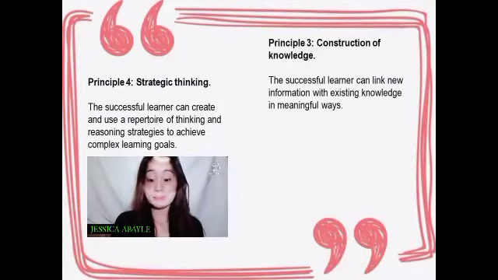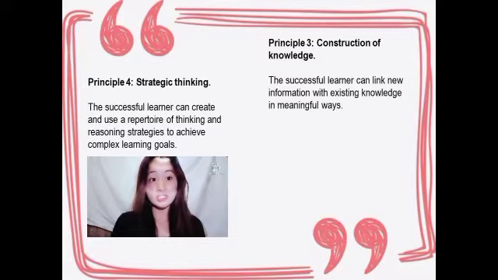So the third principle is construction of knowledge, where the successful learner can link new information with existing knowledge in meaningful ways. It is an active process that happens within the individual. For example, when you perform an experiment, obviously, you will link new information. That is how construction of knowledge works.